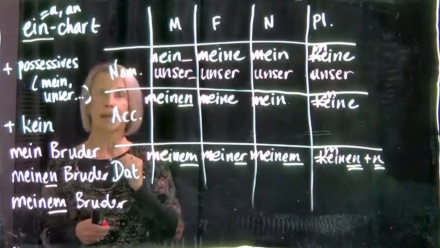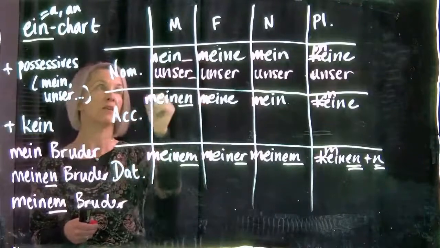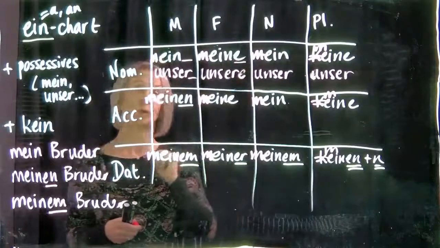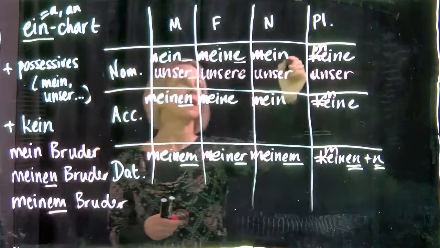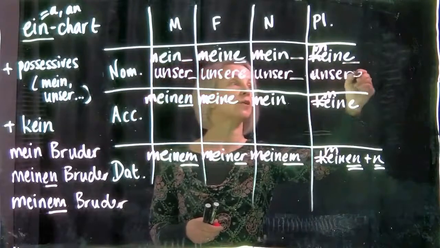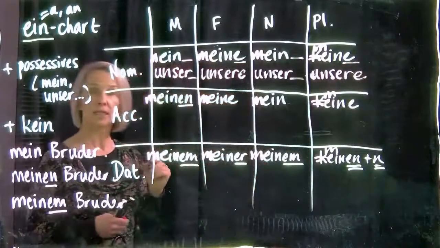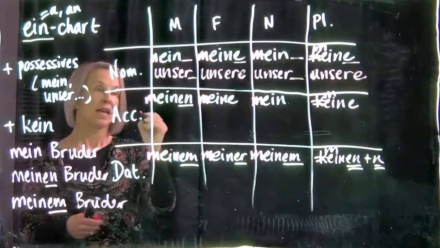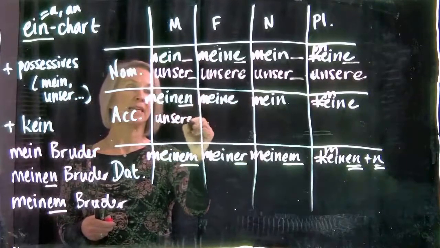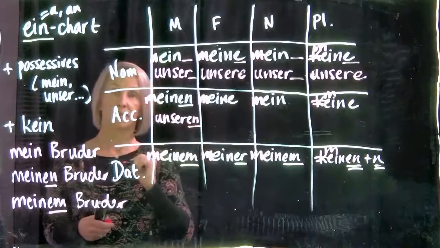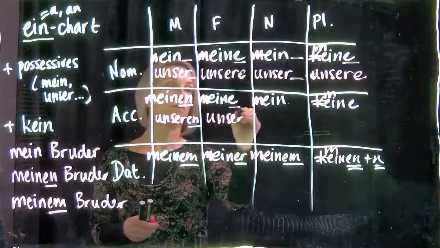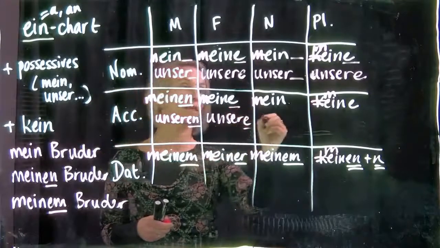So we want no ending on unser, masculine nominative. Feminine has an E ending, so we will add that to the base form unser. Here no ending is repeated, and here it's an E ending, so we'll add an E here, unsere. In the accusative then, unser is going to get this en ending and become unseren.